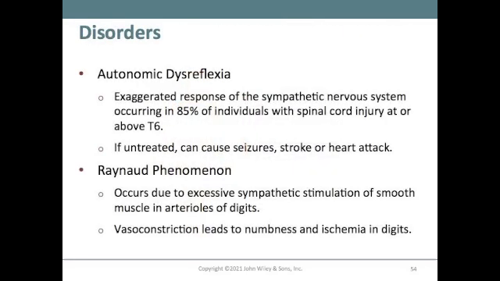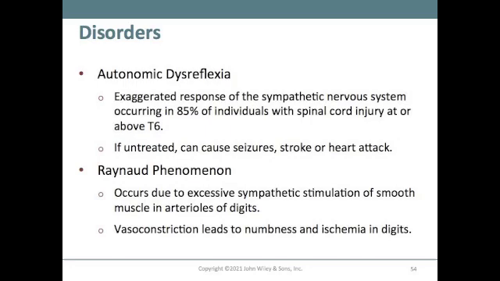Disorders with the autonomic nervous system. You've got autonomic dysreflexia, which is an exaggerated response of the sympathetic nervous system occurring in 85% of individuals with spinal cord injury at or above T6. If untreated, it can cause seizures, heart attack, or stroke. And then the Raynaud phenomenon, which occurs due to excessive sympathetic stimulation of smooth muscle in the arterioles of the digits. An arteriole is part of the circulatory system, which we haven't talked about yet. The arteries get a little bit smaller, so it's just a small artery, really. That's all it is.